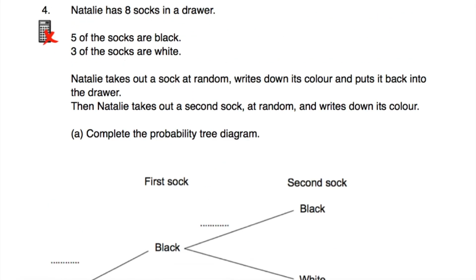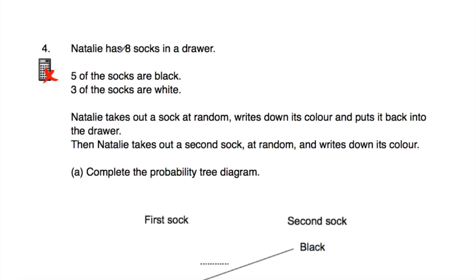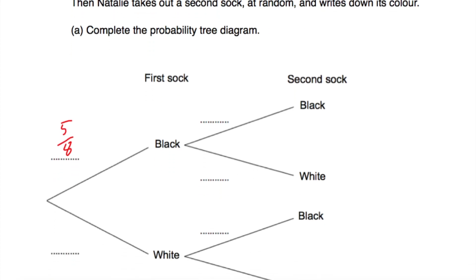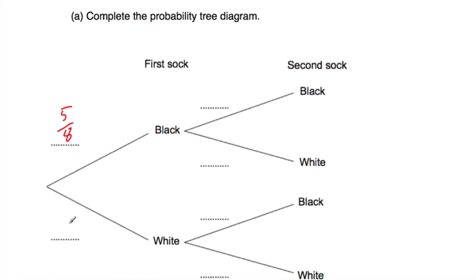Okay, so we've got the first sock. So altogether there's 8 socks in the drawer, 5 are black and 3 are white. So the probability of the first sock being taken out of the drawer being black would be 5 out of 8, or 5/8, because 5 of the 8 socks are black. And that means in terms of the probability of the first one being white, well, there's 8 socks, 3 of them will be white, so the probability of it being white would be 3/8. Okay, so that's the probabilities for the first sock.